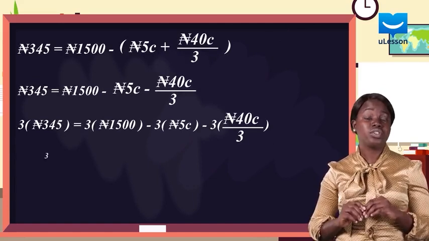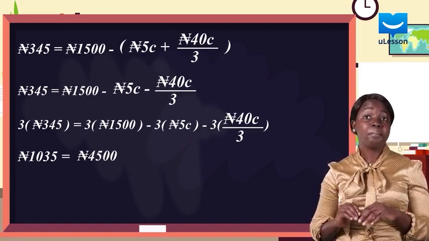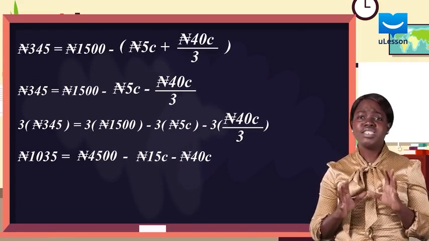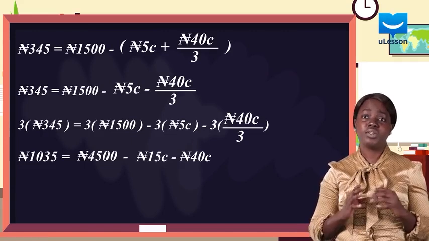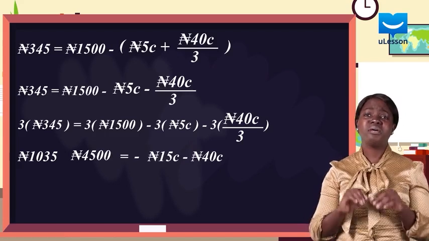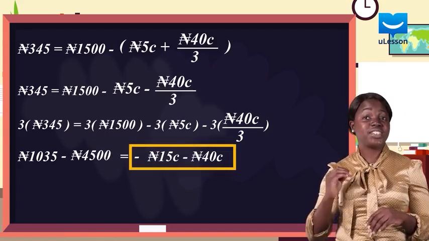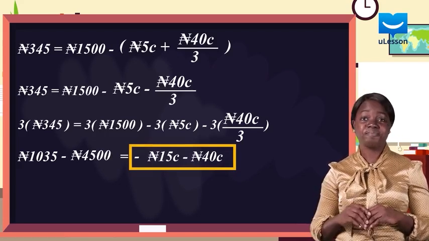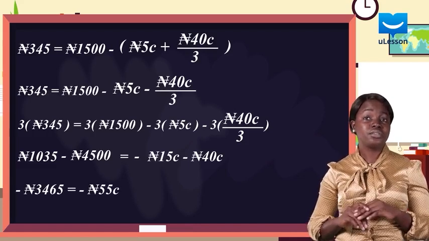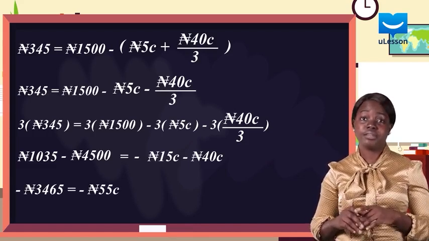Hence, the equation becomes 1,035 naira equals 4,500 naira minus 15C naira minus 40C naira. Now, collecting the like terms on the right-hand side of the equation, 4,500 naira crosses over the equality sign and becomes minus 4,500 naira, which is equal to minus 15C minus 40C. Now, simplifying the equation gives us minus 3,465 naira equals minus 55C naira.